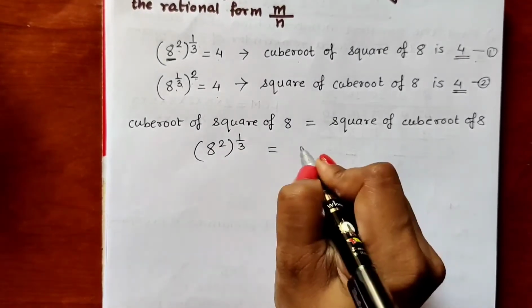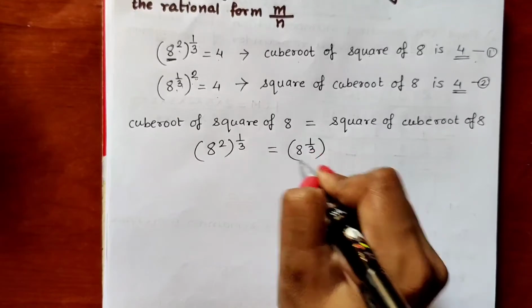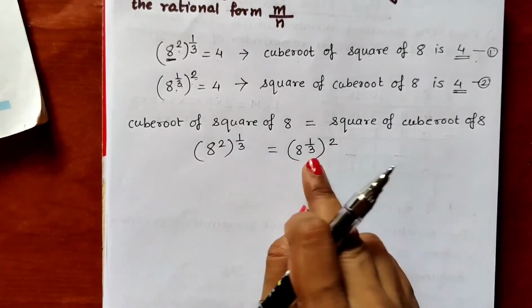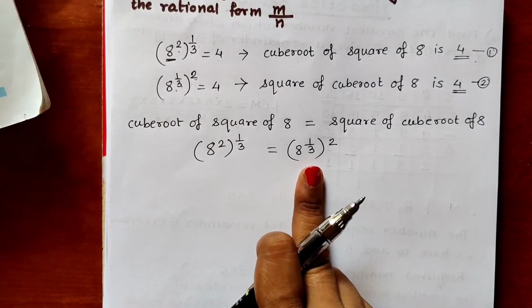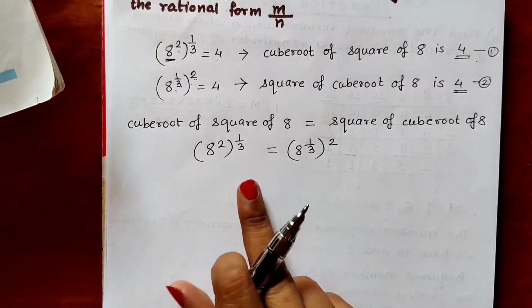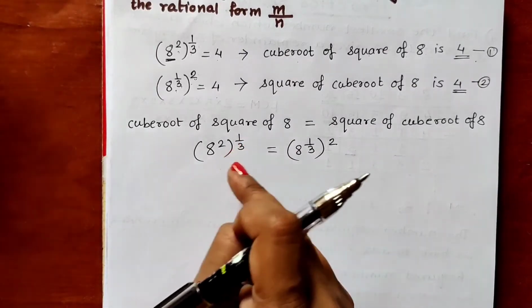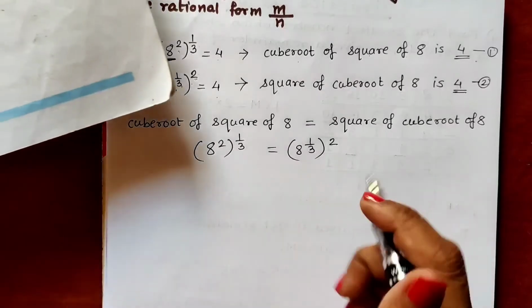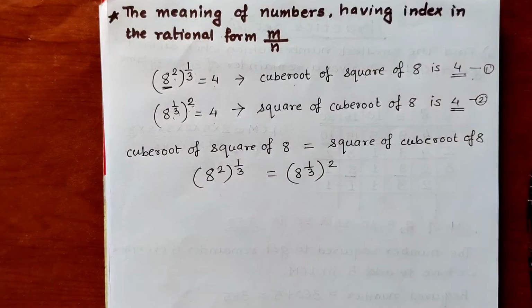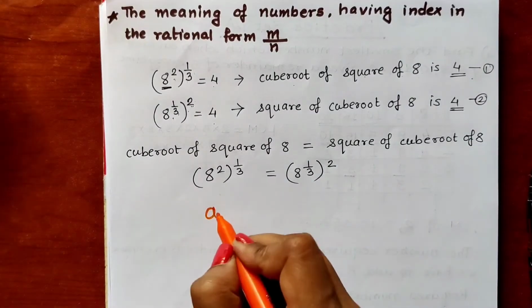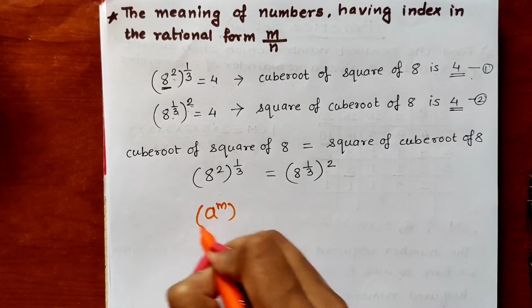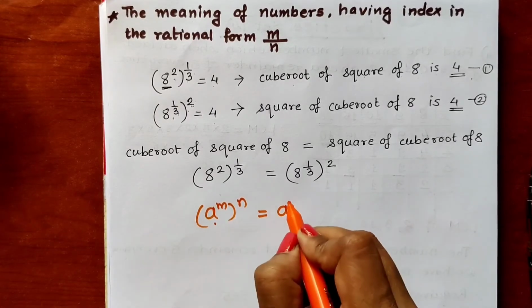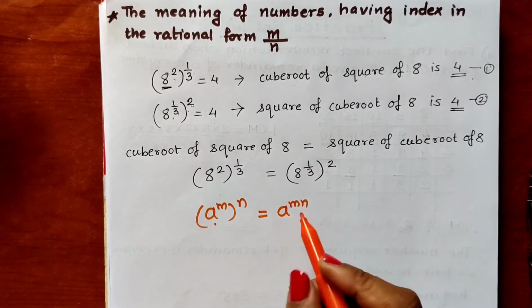Is equal to, in this way, cube root of square of 8 is equal to square of cube root of 8. So now here we can combine this cube root of square and square of cube root, and we can write it in the form of a raised to m raised to n. One base, two indices can be written as a raised to mn. This is the rule of indices.